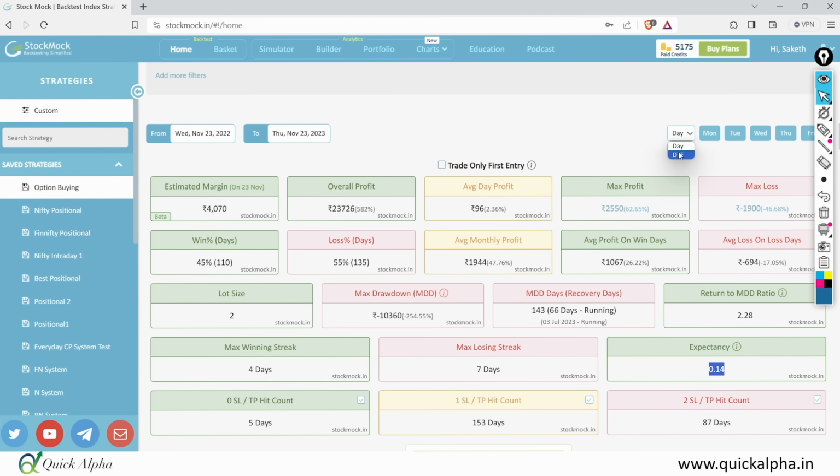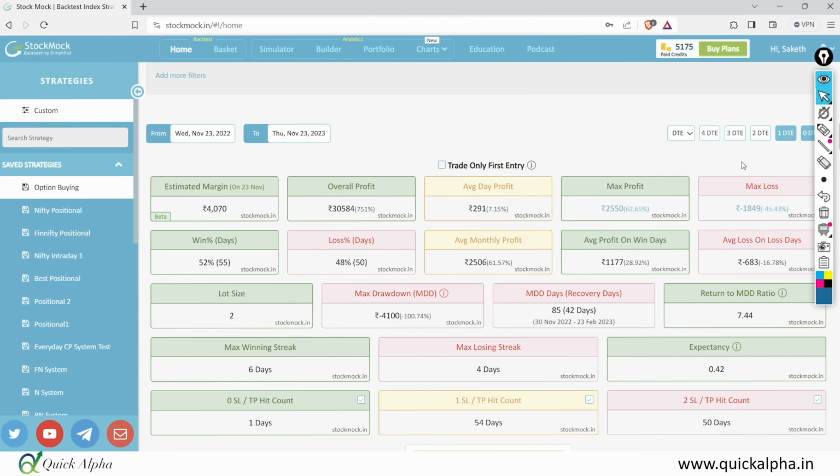So what I'm further going to do is try to optimize it further. So let us try to remove 4 DTE, let us try to remove 3 DTE, let us try to remove 2 DTE, and only work with 1 DTE and 0 DTE. So we are only going to use this system on Wednesdays and Thursdays because that is when the overall time value of Nifty options is going to be the lowest. So this 50 rupee option is going to have the least time value on the expiry day and 1 day before expiry.